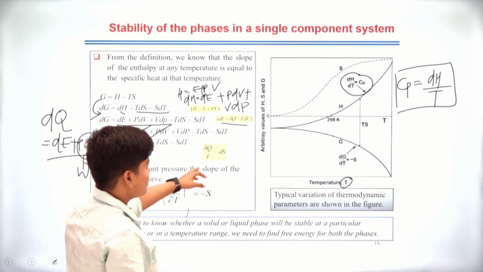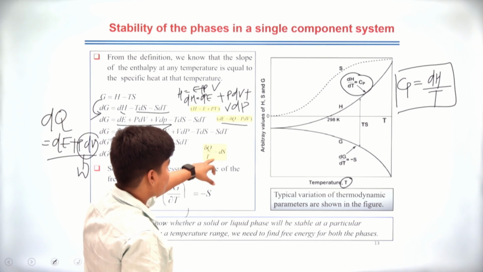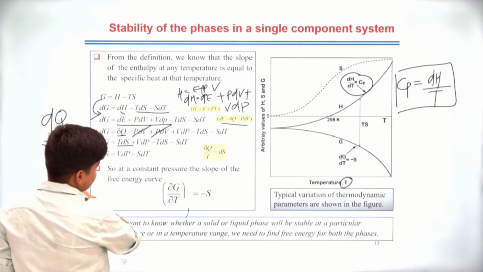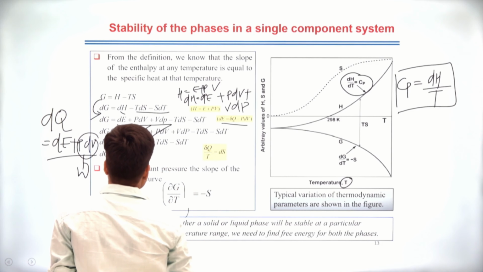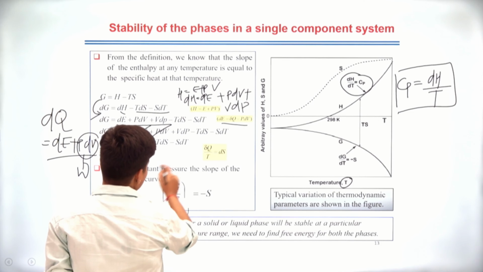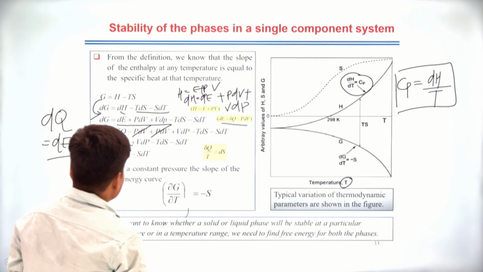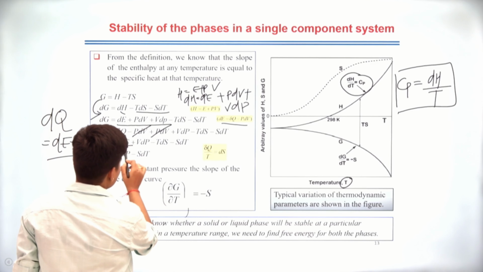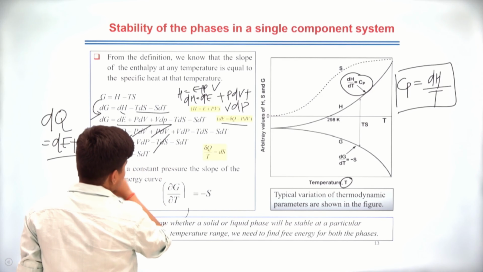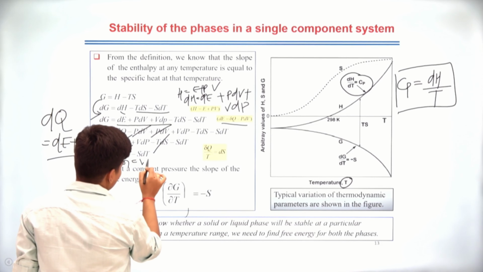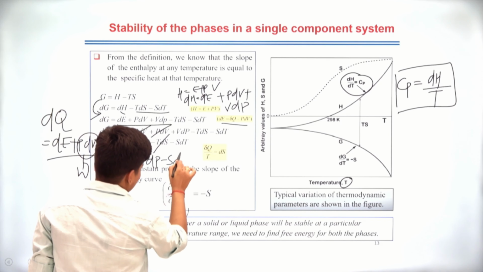Now, also the entropy equation, dQ by T is equal to dS. So in the place of dQ, we can write TdS. Now, the final equation we get is TdS plus VdP minus TdS minus SdT. Here, plus TdS and minus TdS cancel out. So the final equation we get is dG is equal to VdP minus SdT.